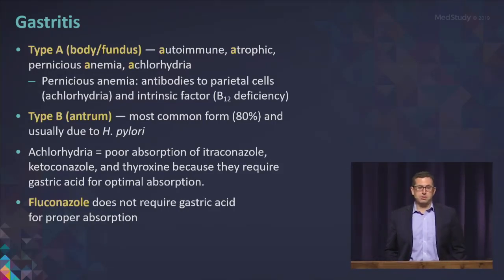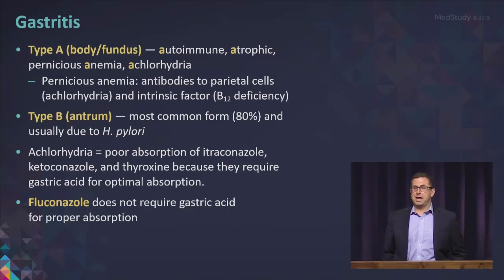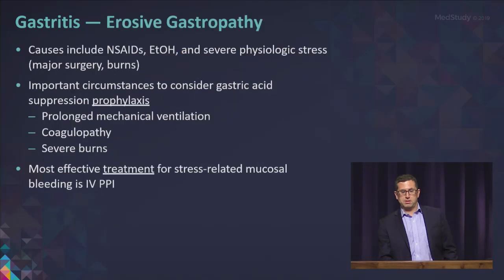So gastritis, two main types. There's type A, which is in the body and fundus, and this is usually associated with atrophic gastritis. So classic example of this would be pernicious anemia. In pernicious anemia, you see antibodies to the acid-producing parietal cells and also to intrinsic factor, which is why we could see B12 deficiency in patients with pernicious anemia. And then there's type B gastritis, which is in the antrum, and that's the most common form of gastritis, and it's associated with H. pylori. There's a few points down here that achlorhydria could actually affect the absorption of different kinds of drugs. That's there if you want to look at that.